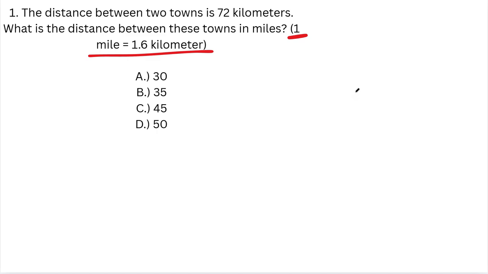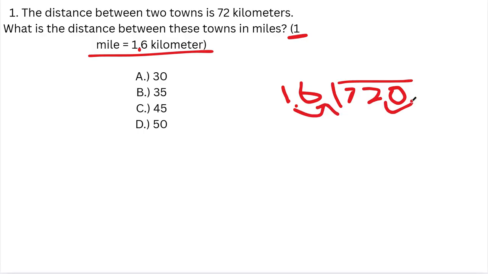So what we could do is just write it out as a division problem. And one thing I did to make it easier was get rid of this decimal. So it was right here, but then I moved it here. So then the decimal that was here, I moved it this way for the 72.